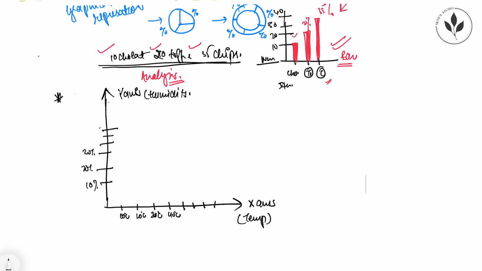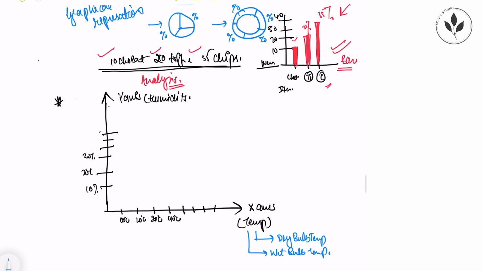So in psychrometric chart, there are certain values that we use. Now in temperature, there are two types of temperature that we use. First is dry bulb temperature, and then we have wet bulb temperature. We will discuss them later on in detail. And on this side, the humidity is actually relative humidity, which gives us the percentage of humidity in the air.